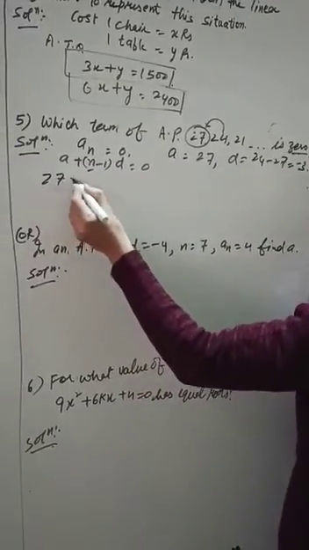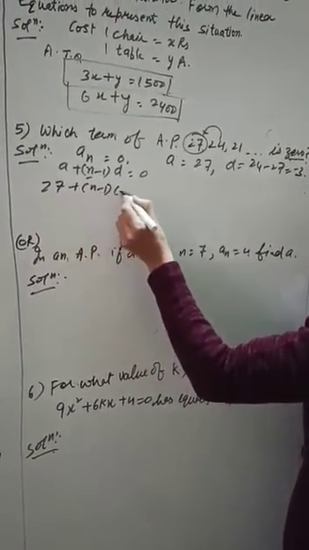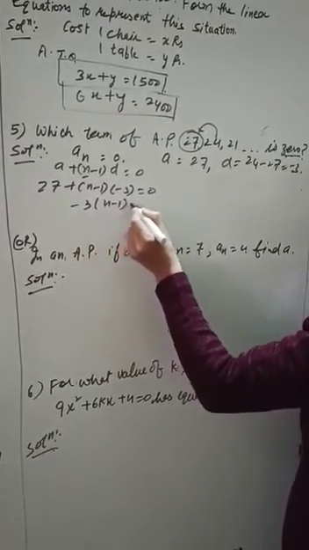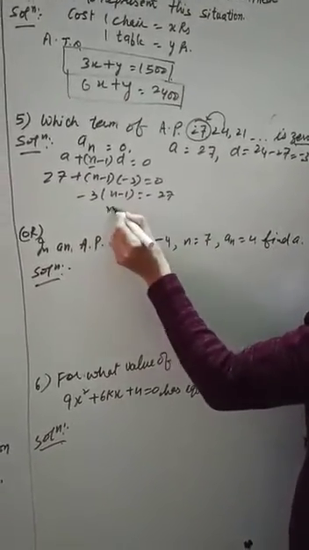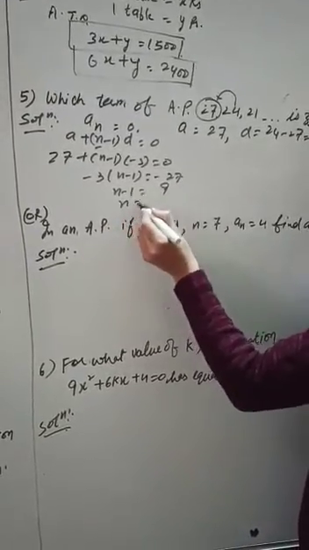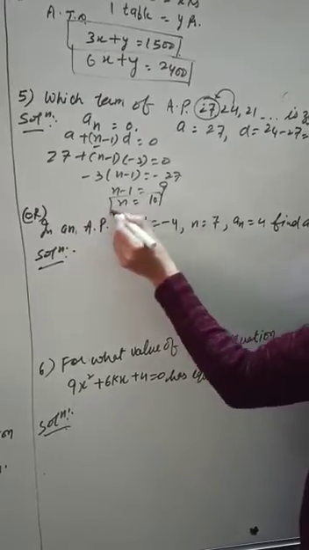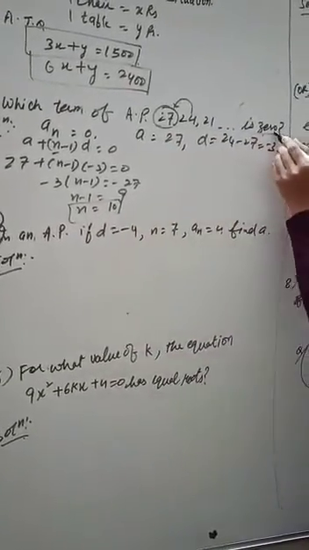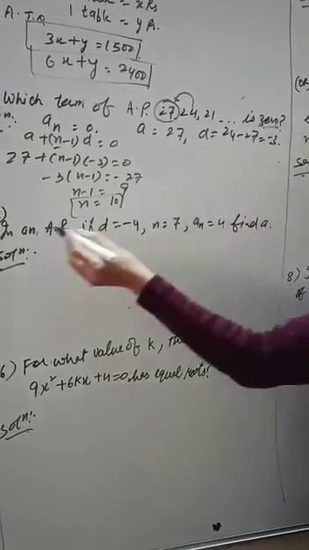So here is 27 plus (n minus 1) into minus 3 is equal to 0. So minus 3 into (n minus 1) makes minus 27, and n minus 1, dividing by 3, is 9. So n value we got is 10. So in this AP series the 10th term will be 0. Okay, so that is this part.